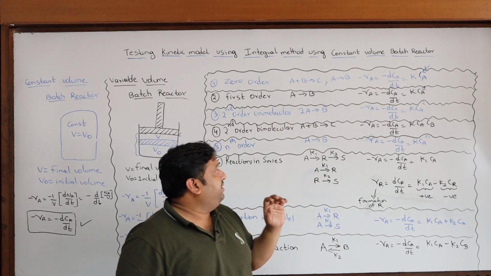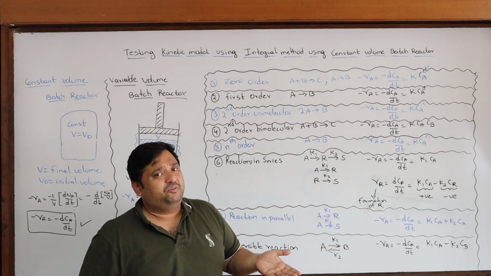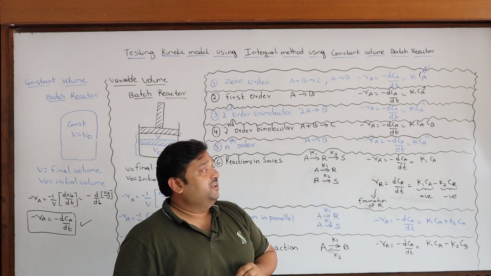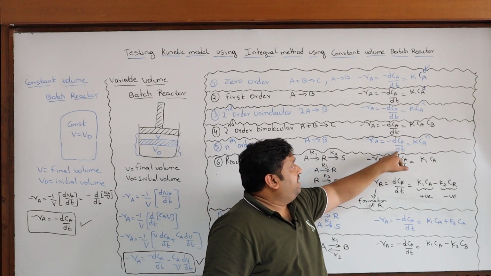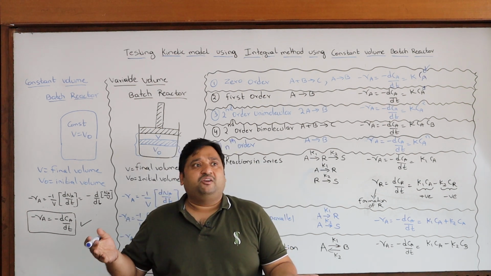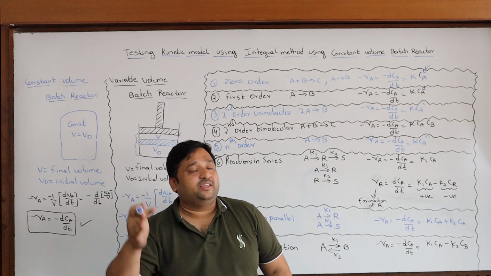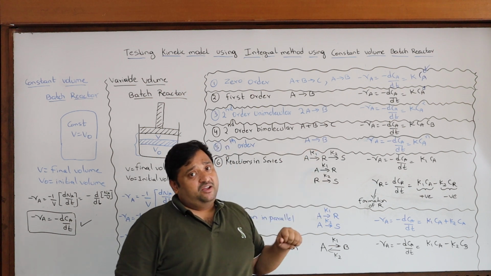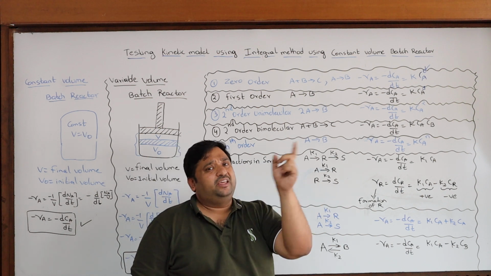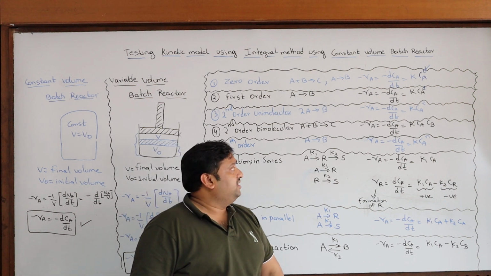And the nth order is an empirical kind of equation. When you cannot exactly define what order the reaction is, go for the nth order. Minus rA is equal to minus dCA by dt is equal to CA power n. From the experiments you get the order n. It could be a fraction, it could be negative, it could be positive, it could be 1.5, it could be 1.3, it could be anything.